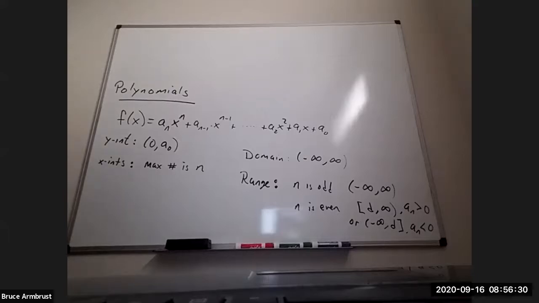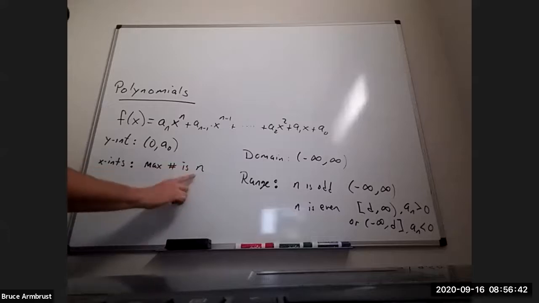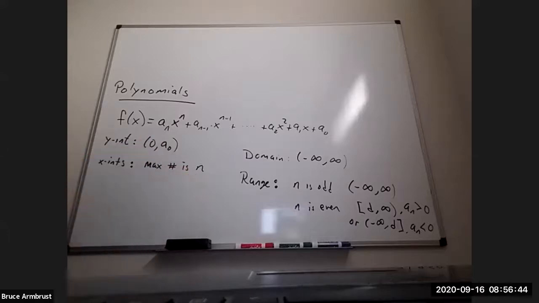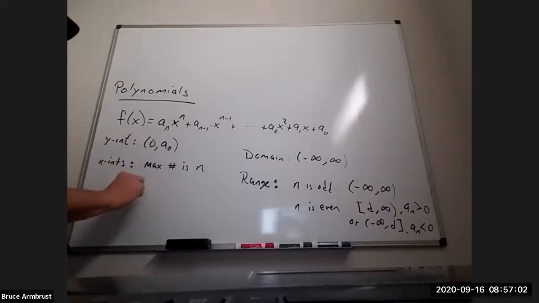All right, so now that we've got our technical difficulties fixed, let's get back to this. So in terms of x-intercepts, the most that you're going to get is n. It's actually equal to the degree of the polynomial, but you could have any number. So the maximum number is n, but it can go down.